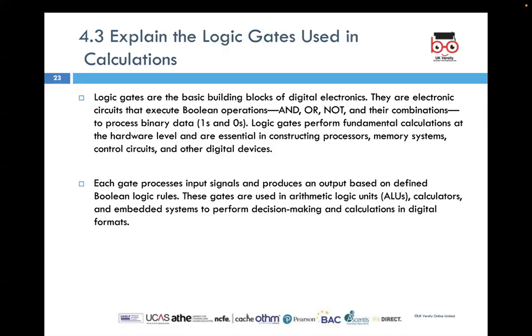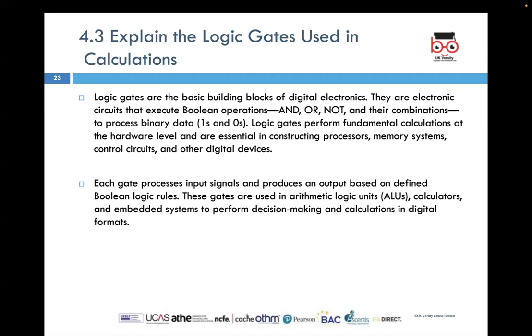Explain the logic gates used in calculation. Logic gates are the basic building blocks of digital electronics. They are electronic circuits that execute Boolean operations such as AND, NOR, OR, and NOT, and their combinations to process binary data. Logic gates perform fundamental calculations at the hardware level and are essential in constructing processors, memory systems, control circuits, and other digital devices. Each gate processes input signals and produces an output based on defined Boolean logic rules.